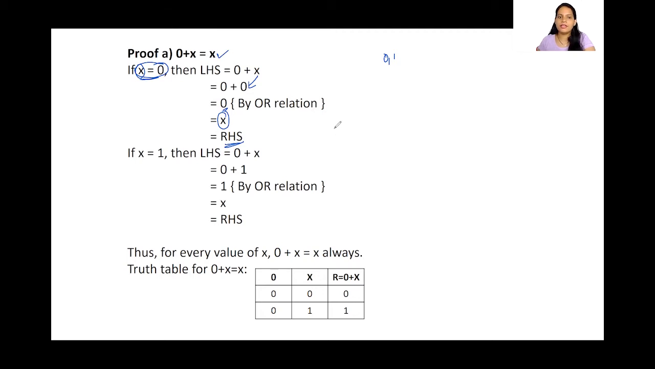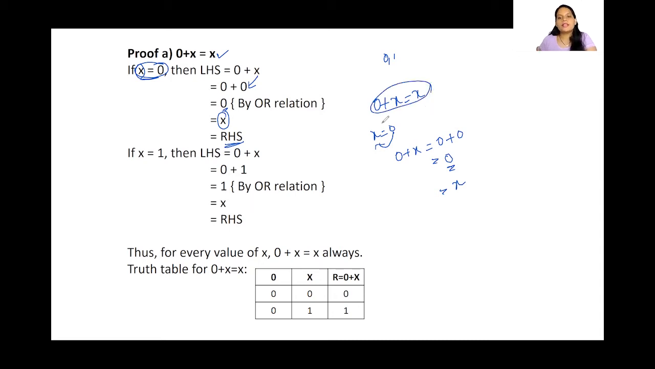I'll explain once again. We are saying 0 plus x is x. Now, first thing we are saying x is equal to 0. So, what happens to this expression? 0 plus x becomes 0 plus 0, which is equal to 0, because we know from the OR operation, whenever we do OR of two zeros, we will get 0. Now, what is 0? 0 is nothing but x. Hence, we have proved this particular expression, isn't it?